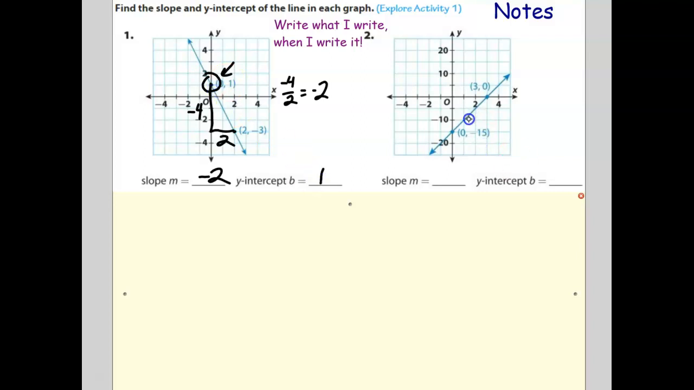All right, let's try another example. This one has a funky scale, so always look at the line. Don't assume it's one grid is one point.